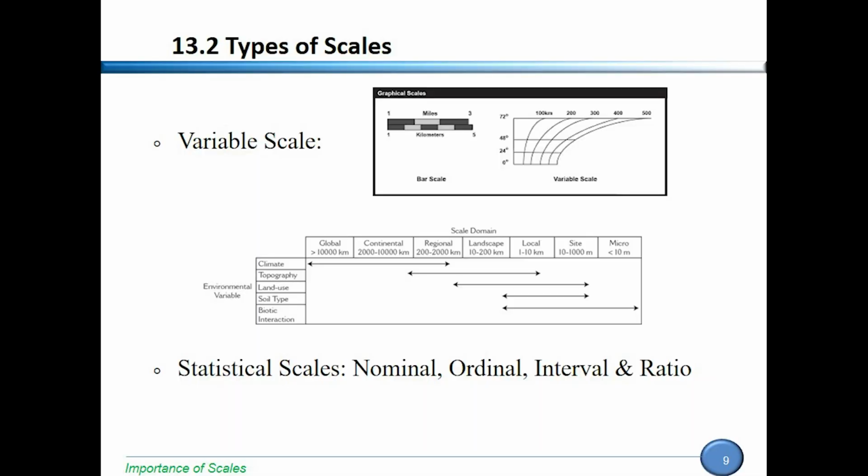Apart from these things, there is another scale called the variable scale. This particular variable scale differs from area to area. For example, when we say that the circumference of the earth is 40,000 kilometers, it is not so when we move from the equator to the North Pole or to the South Pole.